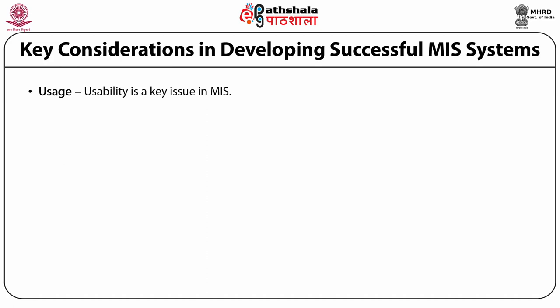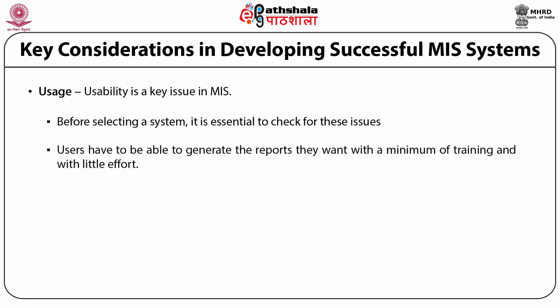The usage, usability is again a key issue in MIS. Management information systems fail when their user interface is very complicated, or it's too hard to get useful results, or the results are not in a useful format when the system generates them. Before selecting a system, it is very essential to check for these issues. The reports have to be easy to understand and relevant for your organization. Users have to be able to generate the reports they want with the minimum of training and with little effort.